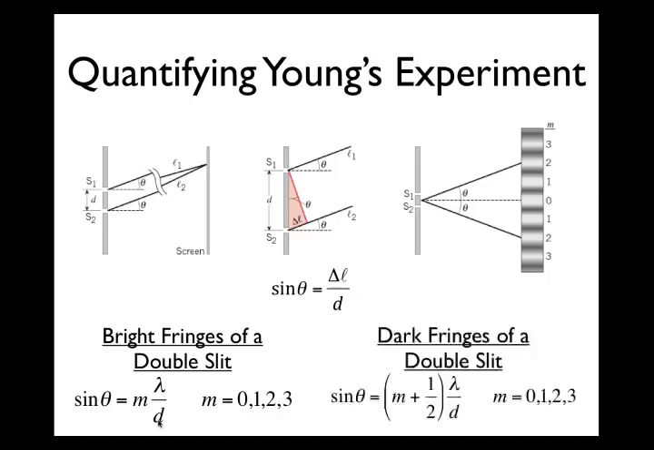You can also predict the positions of dark fringes, because those dark fringes should happen when you have a path length difference of half a wavelength, or 1.5 wavelengths, or 2.5 wavelengths, etc. So you can rewrite the expression to be sine theta equals (m plus a half) lambda over d, where m is 0, 1, 2, 3, etc. Or you can in fact use the same expression that we used for bright fringes and just change the indices to half, 1.5, 2.5, 3.5, etc. Your preference.